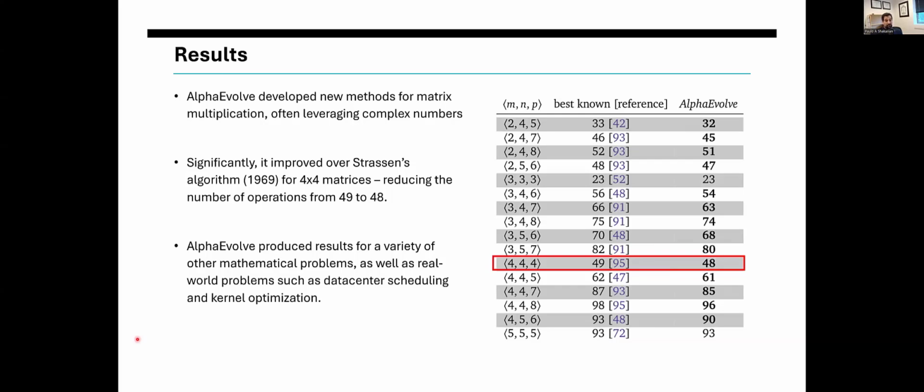So results, probably one of the most notable results was AlphaEvolve was able to improve over Strassen's algorithm for 4x4 matrices, reducing the operations from 49 to 48. In addition to results like this for other mathematical problems, the people at DeepMind also use it for real-world problems such as data center scheduling, kernel optimization, and optimizing training runs.